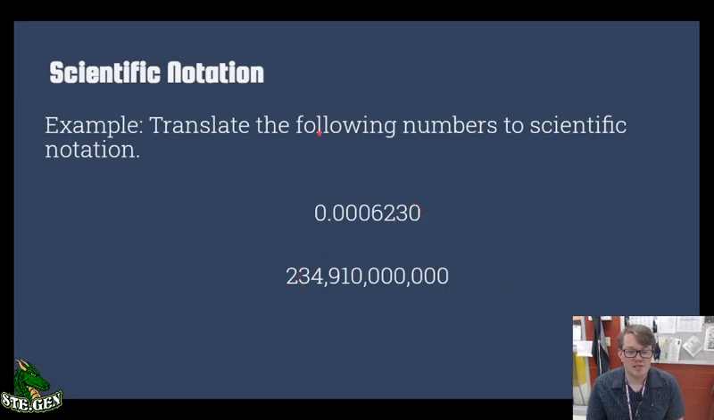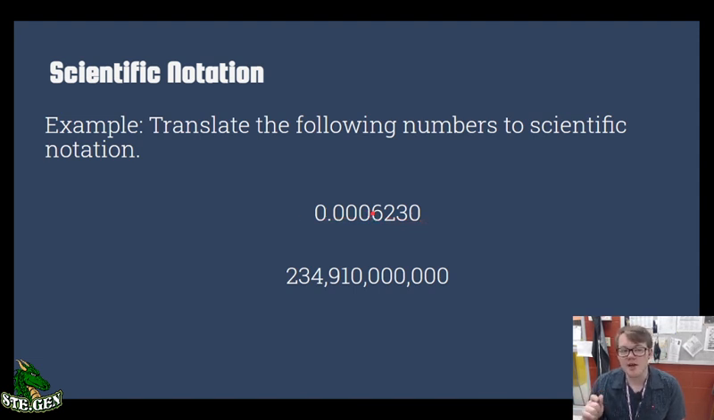So we've got a couple of examples here. We're going to translate the following numbers to scientific notation. Now I'm going to do this mentally out loud. We're not going to switch to a video where I'm going to do the examples of these. So the first thing you should notice about this first number is that it is below 1. It is a decimal number. It is very small. That means our exponent needs to be negative.